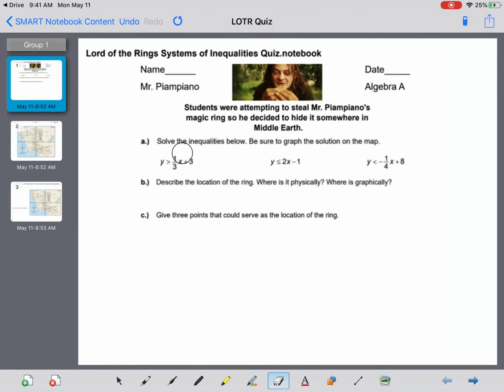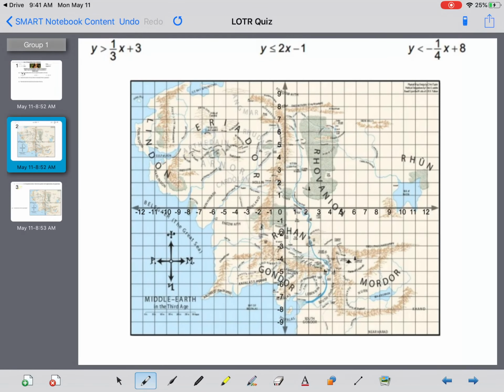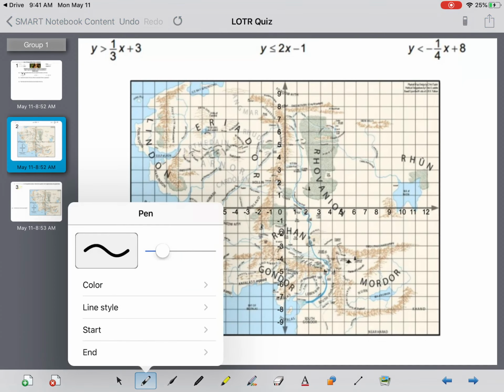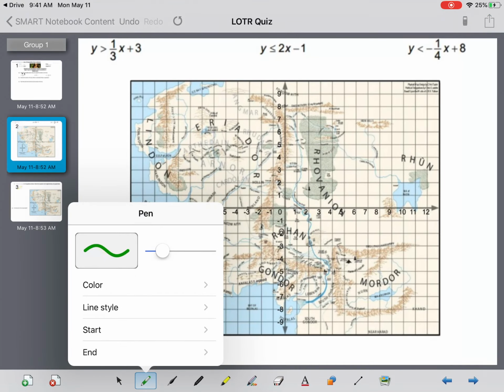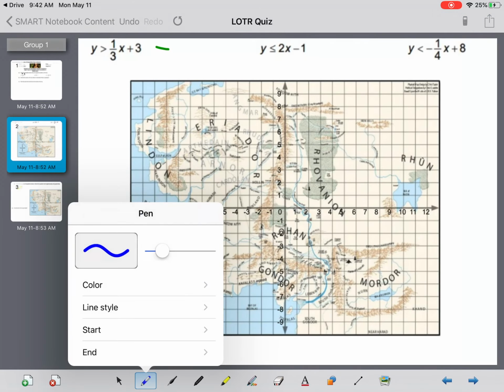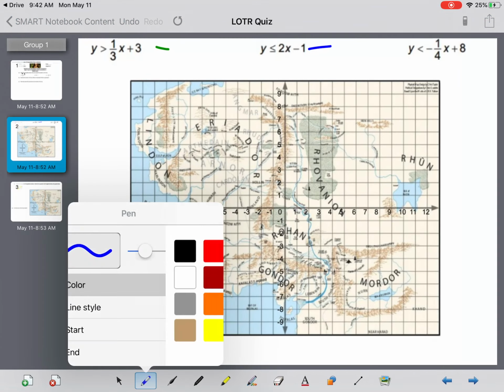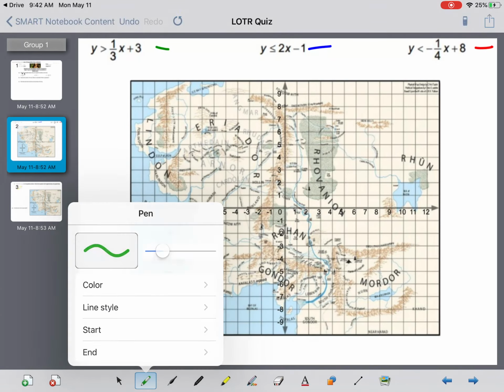All right, so it says solve the inequalities below and be sure to graph the solutions on the map. Well, if I look at these inequalities, the y's are all isolated already. We have our m values and our b values. So these look like they're good to go. So what I did was I have our three inequalities at the top here. We're going to do them in three colors, just like we did on the previous lesson. Green, blue, and red.